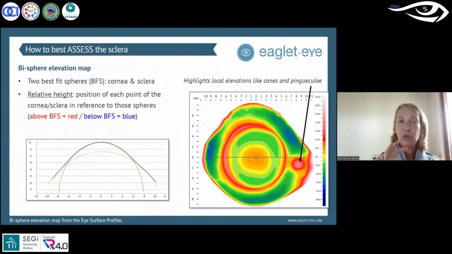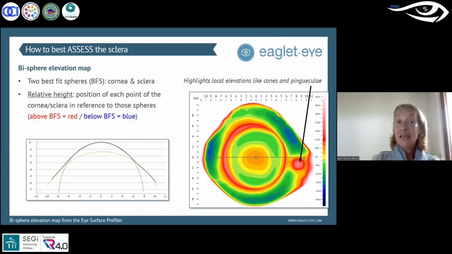So we've got two spheres. So we've got the corneal sphere and we've got the scleral sphere, and they're actually laid on top of each other. So it gives you the relative height of each point. So anything above the reference sphere and anything below the reference sphere. So above the reference sphere is in red. So you're thinking about your cones. You're thinking about your pingueculas. Anything blue and green is actually below the reference sphere. So it also highlights local elevations like the pinguecula that you can see here.